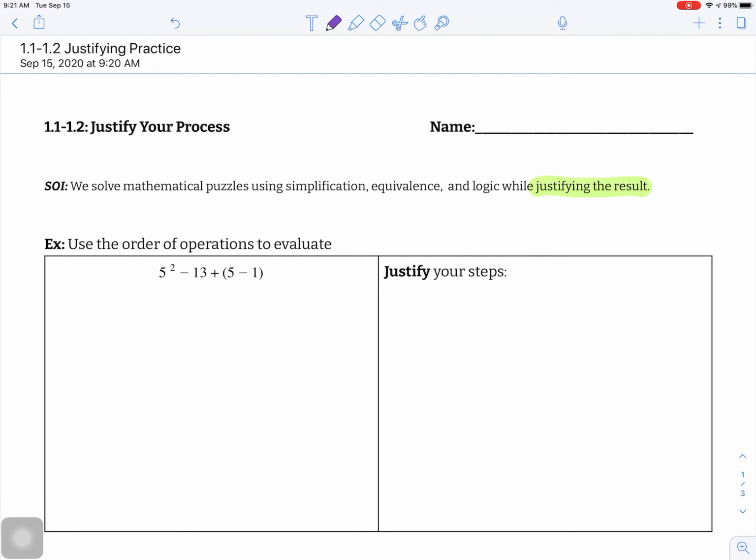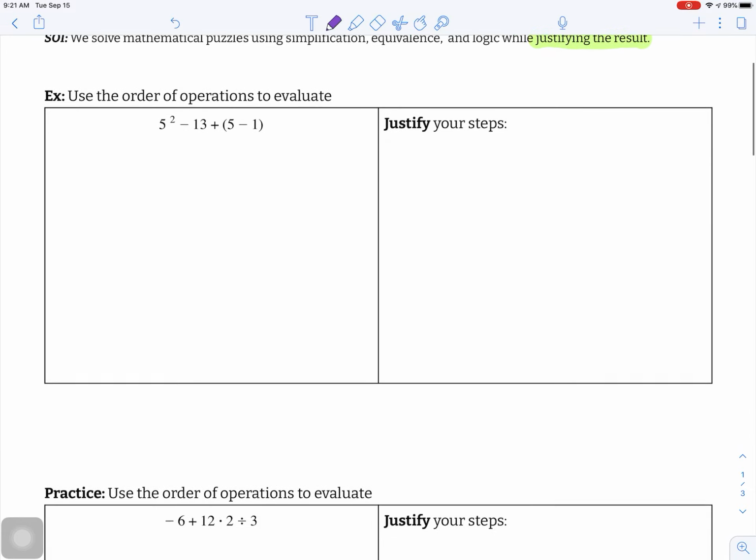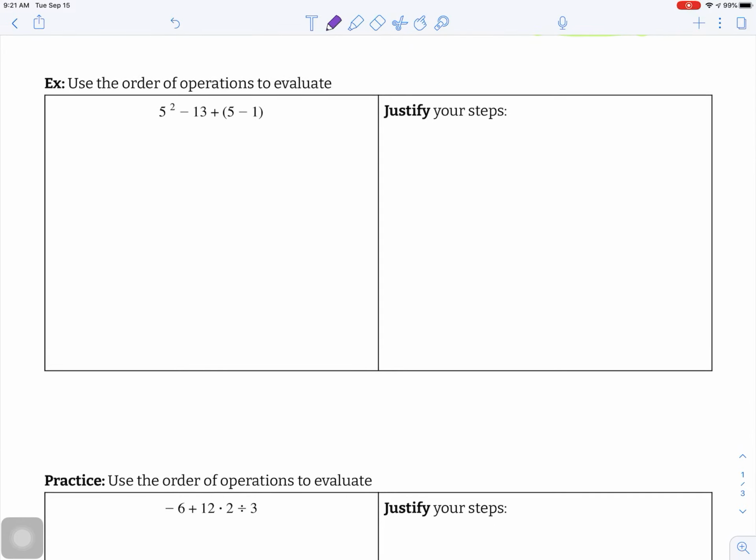So I'm going to give you an example here, and then you're going to try it yourself. In this example, I'm asking us to use the order of operations, so that would be GEMS, to evaluate. And then I'm asking us to justify the steps. You can do this a couple different ways. You can feel free to write a paragraph over here if that's your style, or you can keep a numbered list how I'm going to do it. Either way, whatever works for you. I'm going to take steps in GEMS and then immediately write down what I'm doing on the right-hand side.